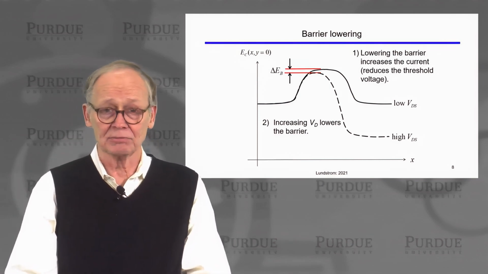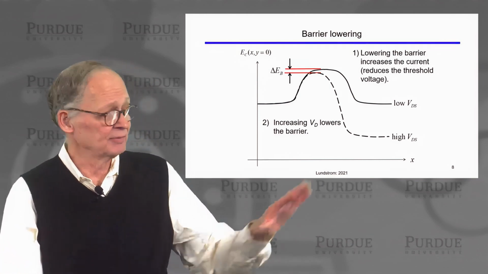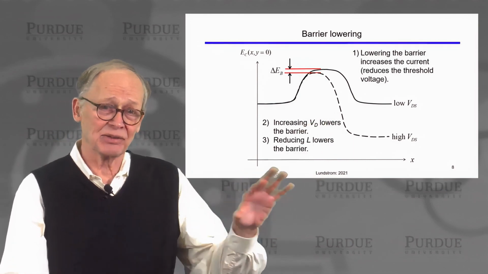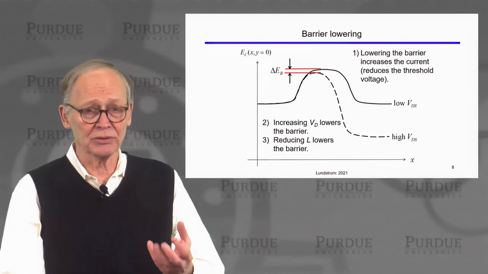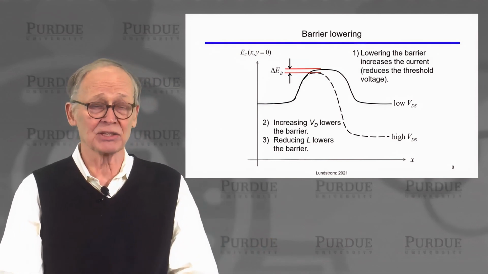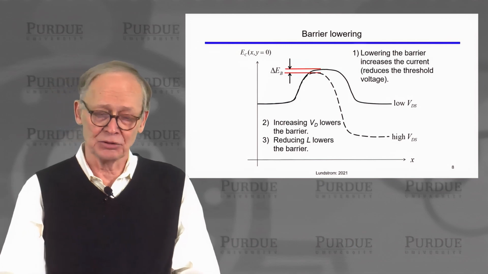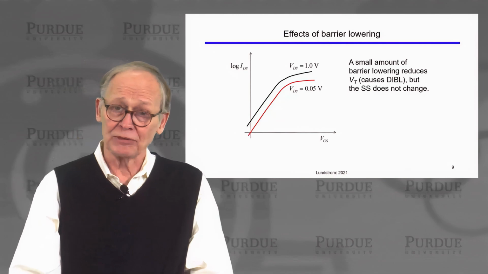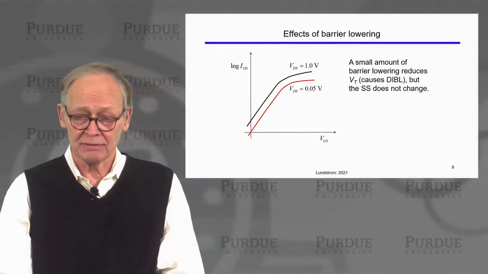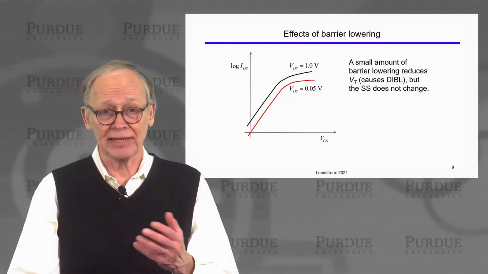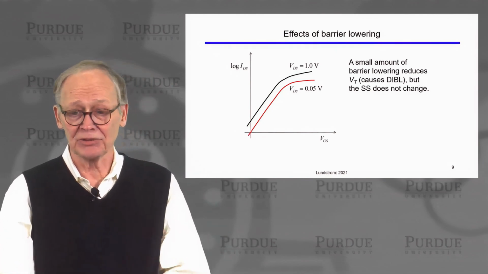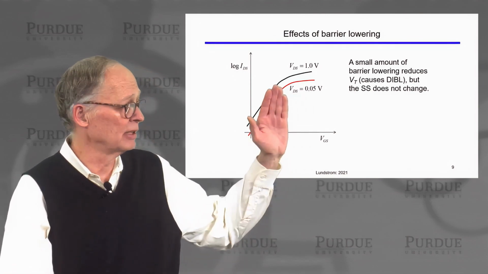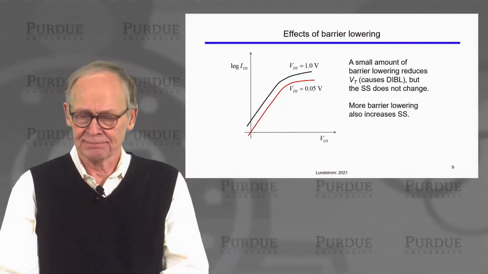If we increase the drain voltage, we'll have more barrier lowering. Or if we reduce the channel length and bring the drain closer to the source, we'll also get more barrier lowering. Precisely how much, we would do a numerical solution of the two-dimensional Poisson equation. So if we have a small amount of barrier lowering, the threshold voltage is affected, the DIBL increases, but the subthreshold swing does not change. We just have a parallel translation of those curves.